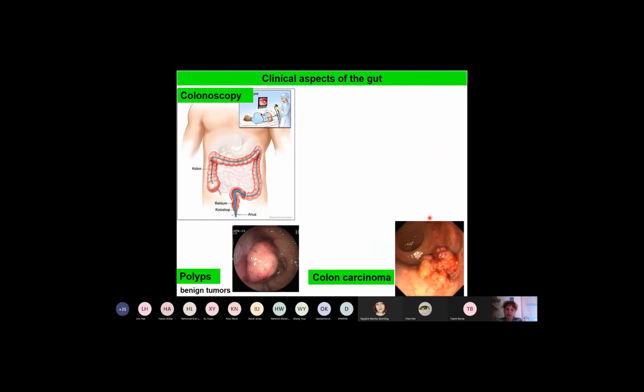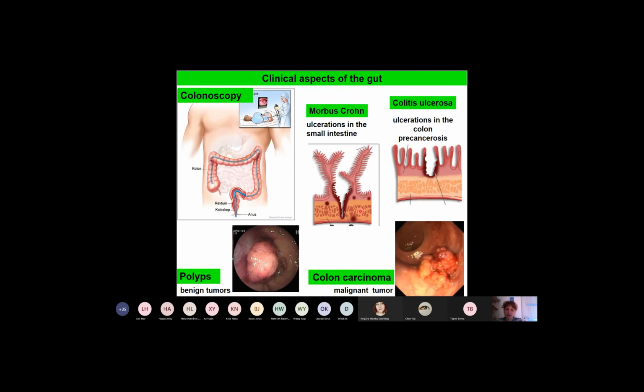Clinically, the colon is very important. Lots of diseases can occur here. I want to emphasize the carcinoma of the colon, which is a malignant tumor and, unfortunately, a very common disease. That's why it's important to know the structure of the large intestine.